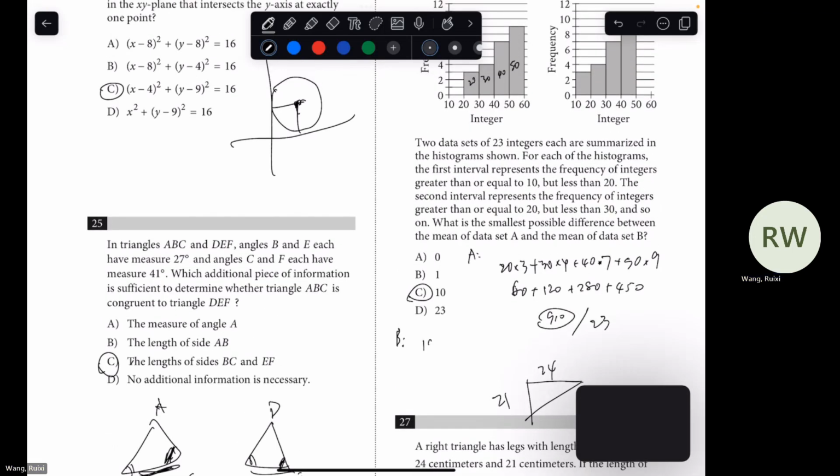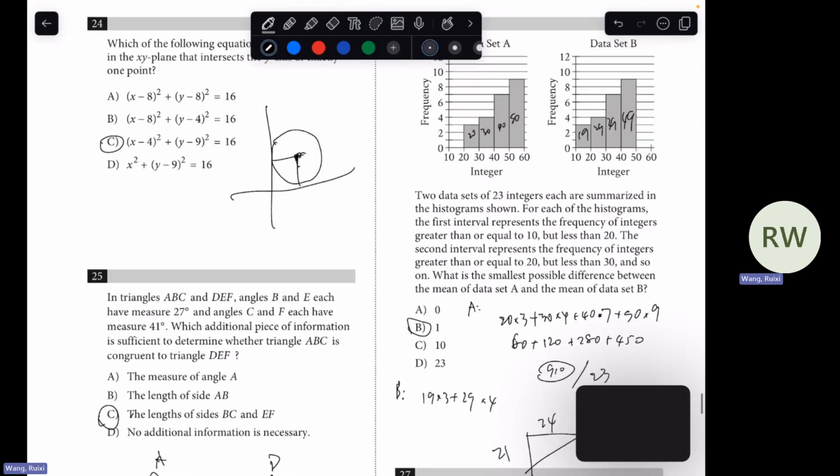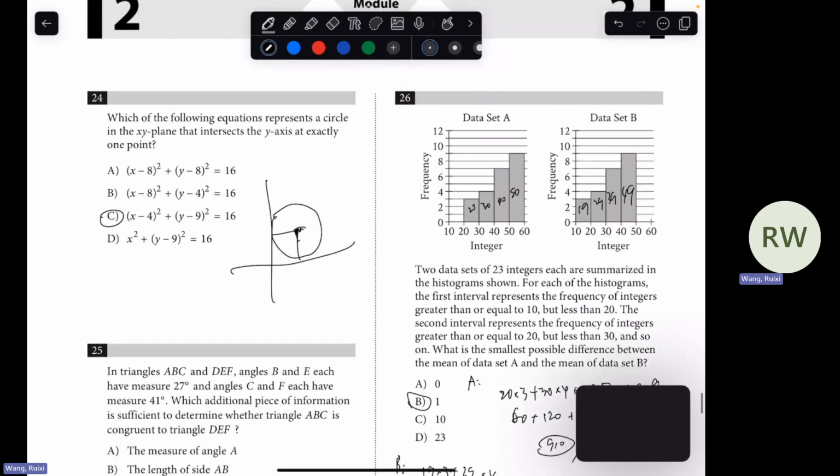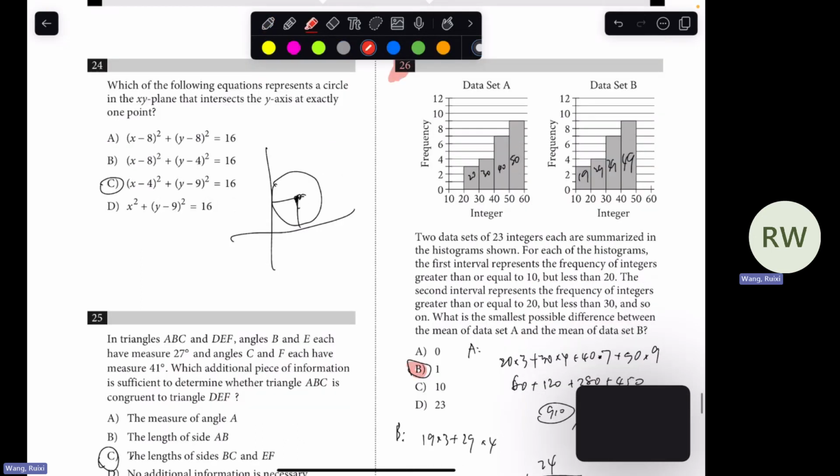We have 19 times 3 plus 29 times 4. Oh, okay. Yeah. Interesting. Yeah, so the smallest difference is actually not C, right? It's actually B. Right? Because each data here, the smallest difference they have can be just 1, okay? Instead of 10, the difference is just 1. Okay, so this is definitely a good tricky question, right? So if you do it by your instinct, you're probably going to get it wrong, right? The answer is actually just B.